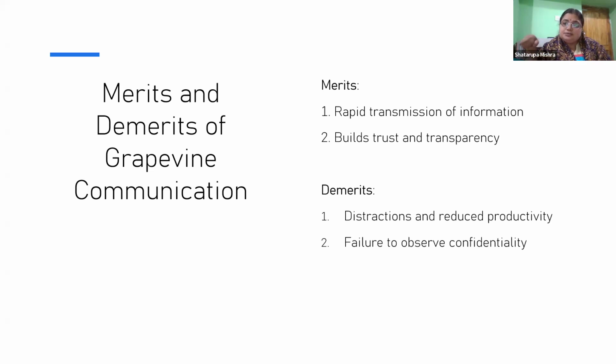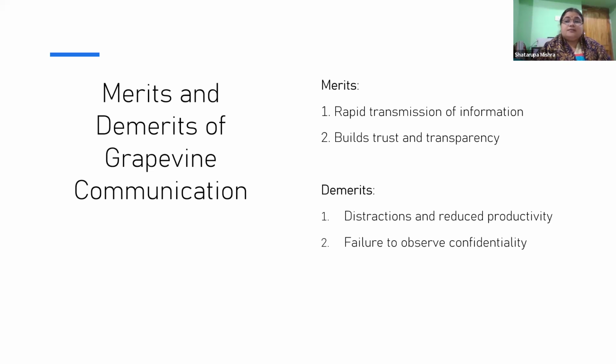Distractions and reduced productivity. We have to do an important work. This is the time when we do it. Okay, but we get distracted. There is some gossip going on and we want to listen to it. It's very interesting. And so we will go and attend to that and we will not do our work. So it is a kind of distraction and there is loss of productivity. Okay, we are not able to do as much work as we should do. All right. Then failure to observe confidentiality.